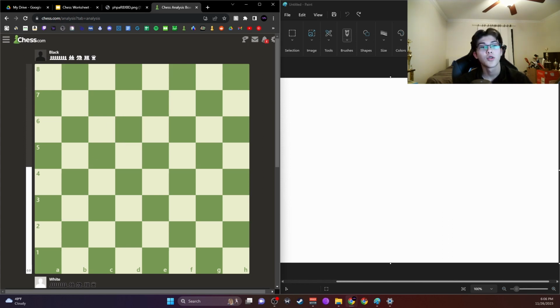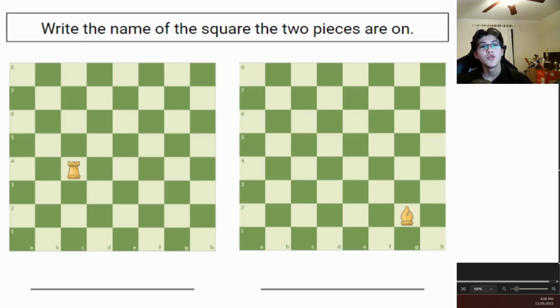Alright, time for another question. This time, you have 2 boards with 1 piece on them. For each board, I want you to write the name of the square that piece is on. Don't worry about the name of the piece, I just want the name of the square. Looking at the numbers and letters can be confusing, but again, just try your best.